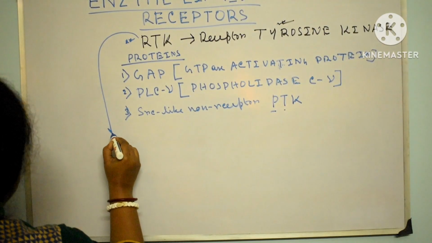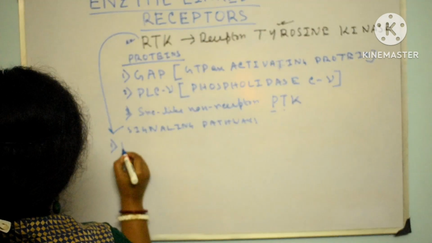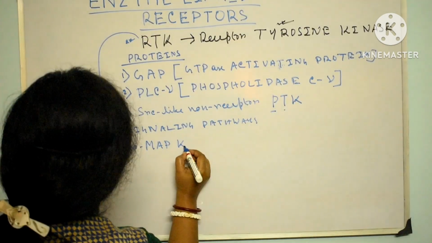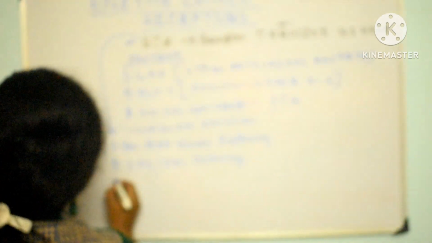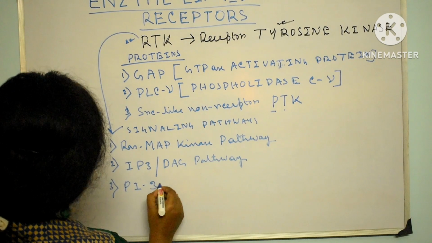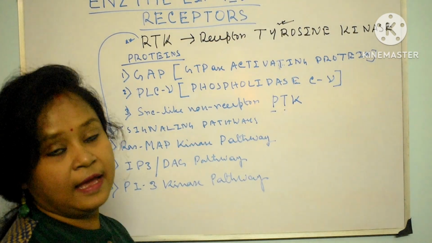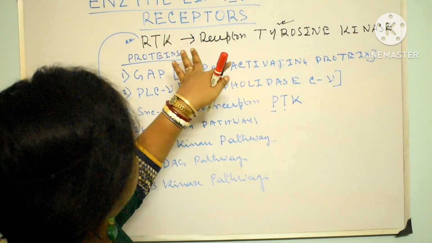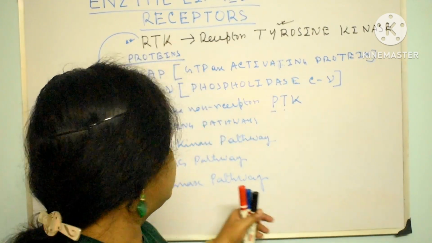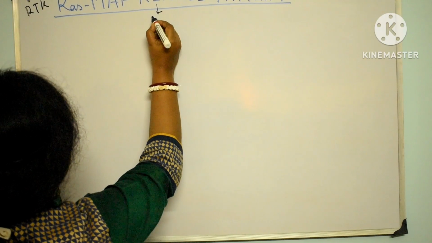Activated RTK can induce signaling pathways: the Ras-Map kinase pathway, the IP3 DAG pathway, and the PI3 kinase pathway. These signaling pathways can be initiated after the activation of receptor tyrosine kinase. Now let's concentrate on these pathways. The first one is the Ras-Map kinase pathway.